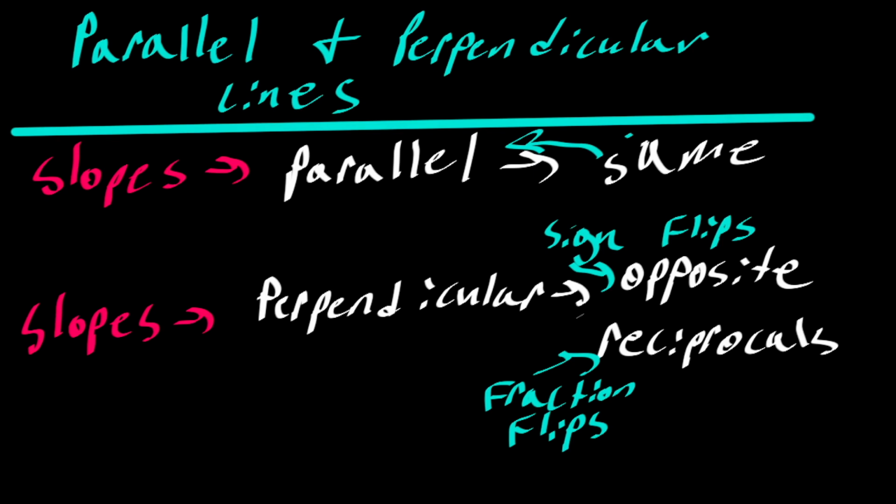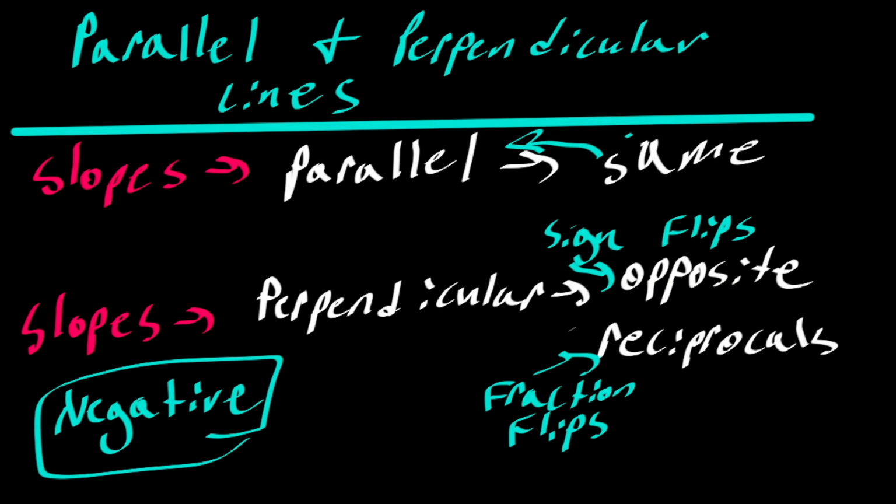If you see slopes that are opposite reciprocals, or one last word you could hear, negative reciprocals, which essentially means the same thing. So if you see signs that are opposite and the fractions are flipped, that means those lines are perpendicular. So let's look at a few just to start off.